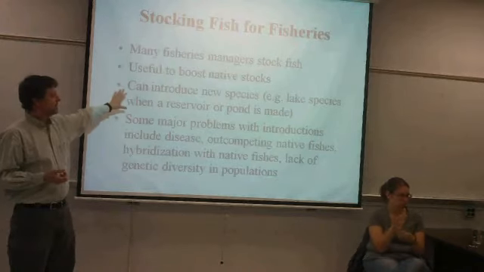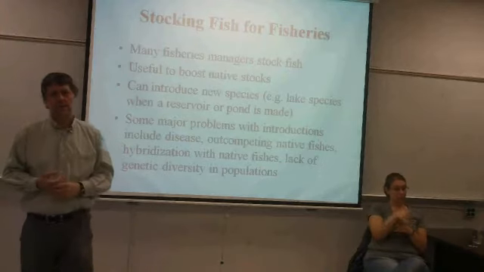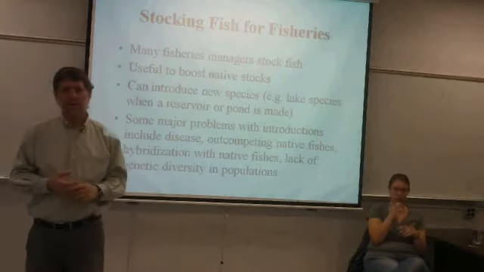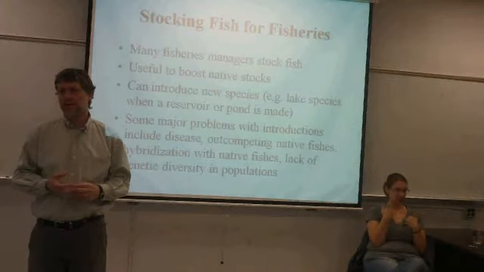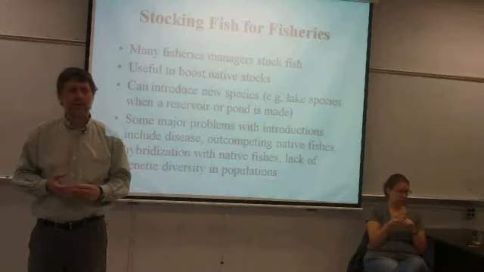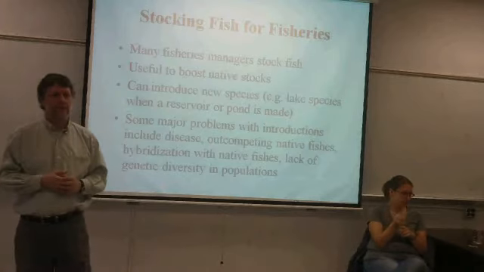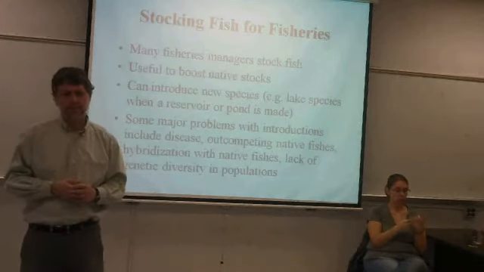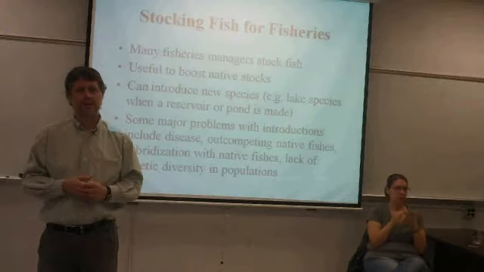Oftentimes we introduce new species. This is very common. Most of the farm ponds in Kansas that are of any size have had bass and catfish and perch and bluegill added to them, because that's part of what people want out of creating a pond like that. And oftentimes the large reservoirs have species added to them. So what are some of those species that they add around here?